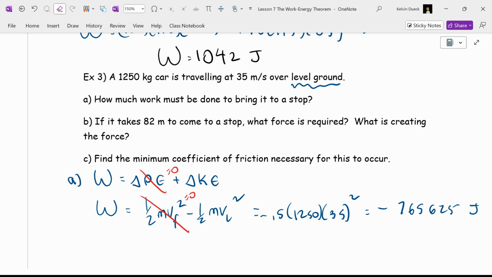Why negative? What's that telling me? The car has to what? Lose energy. Does that mean the energy vanishes? No, it's got to go somewhere. That's the law of conservation of energy. Where do you think it goes?